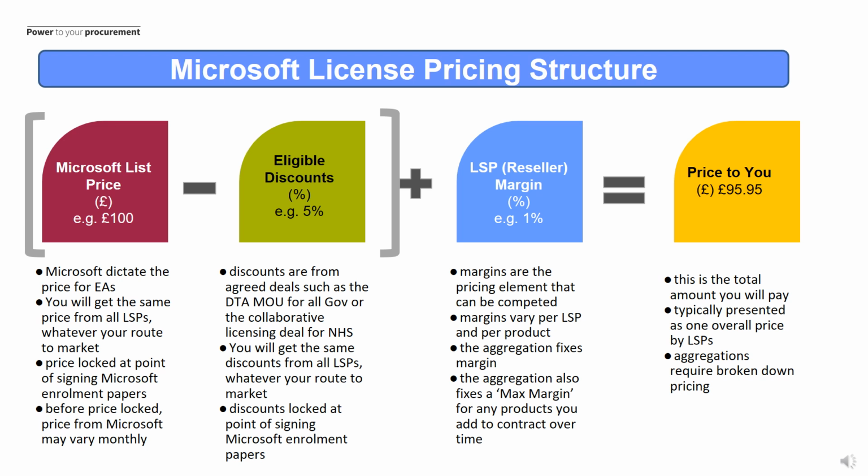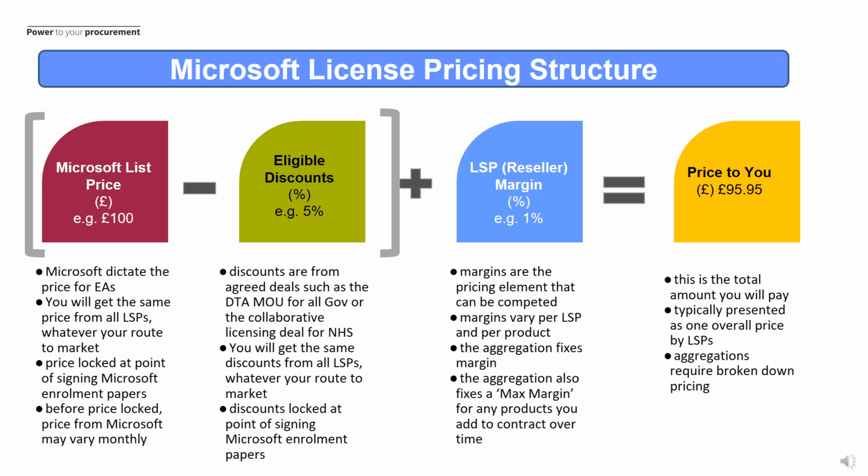So here I've just set out the structure of Microsoft license prices, which helps you understand how the overall price to you is put together. There are three elements to any license price. The first being the Microsoft list price.